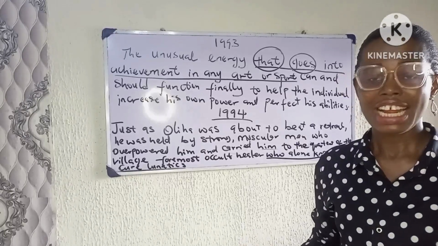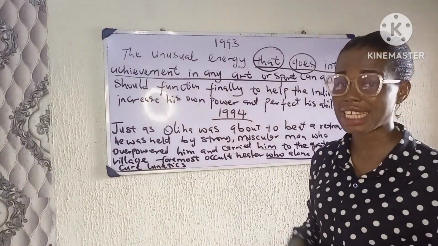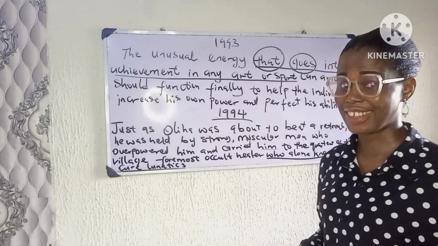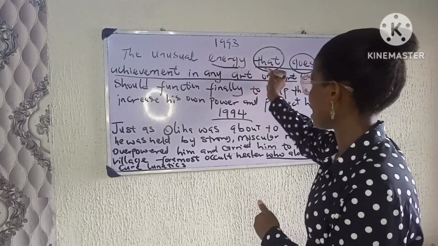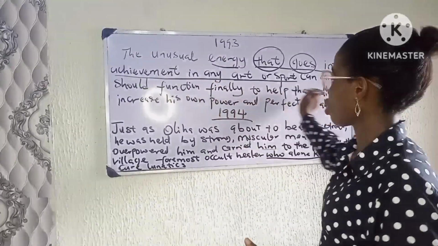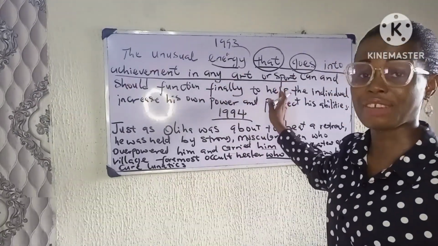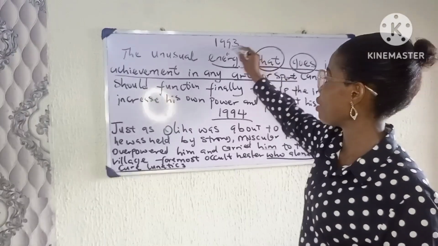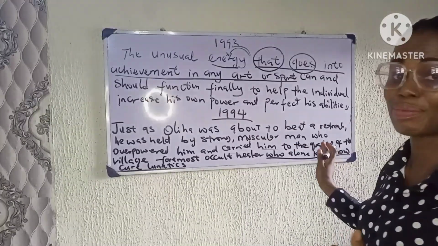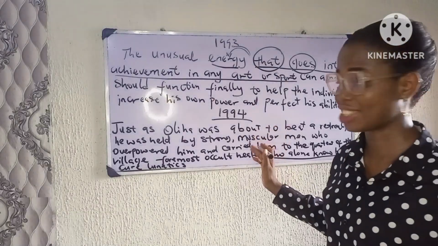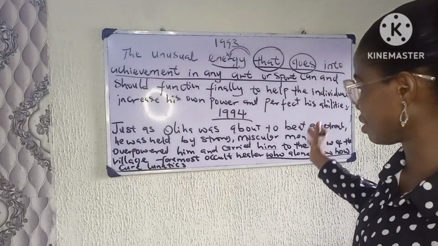Another thing to check is the noun that it is modifying. Remember I told you that relative clauses or adjective clauses always come after the noun they are modifying. Now we have "energy." Energy is the noun that this relative clause or adjective clause is modifying. So this is an adjective clause modifying the noun energy. So that is it about the 1993 question.